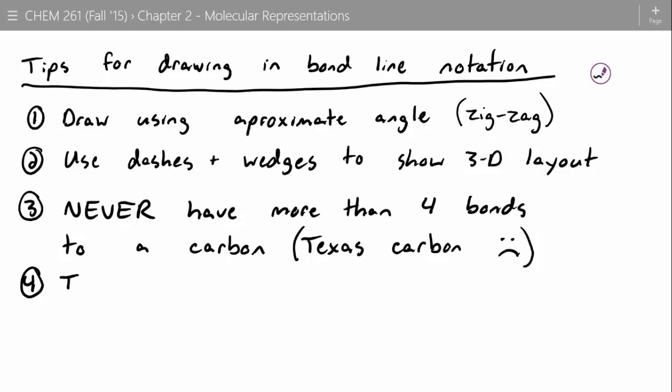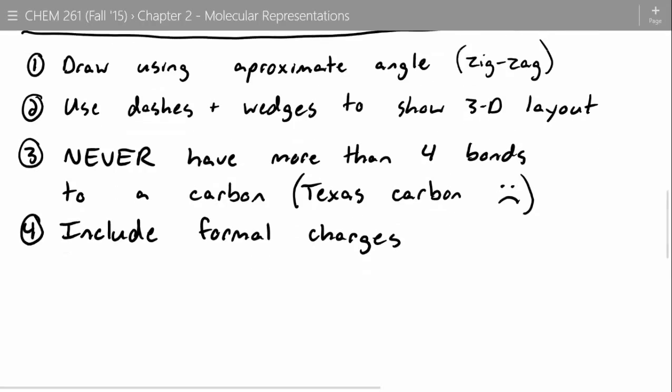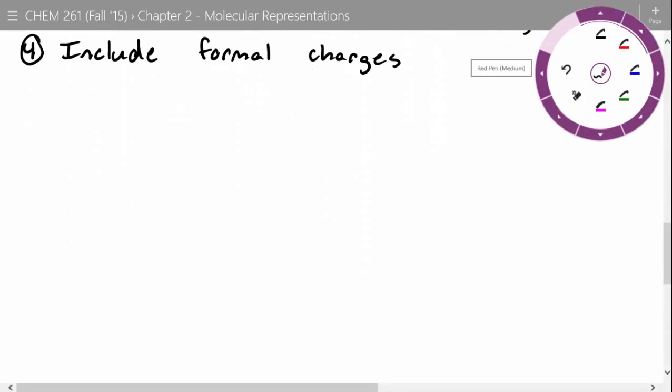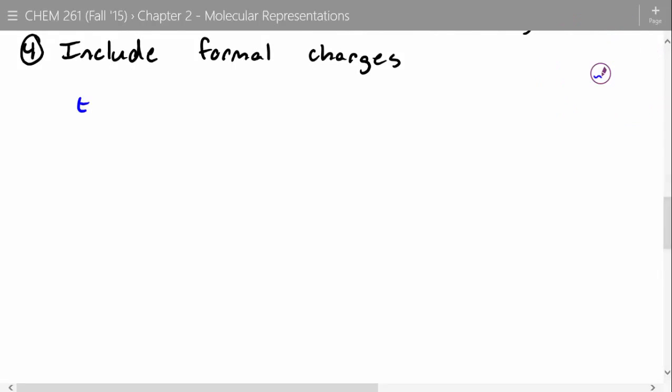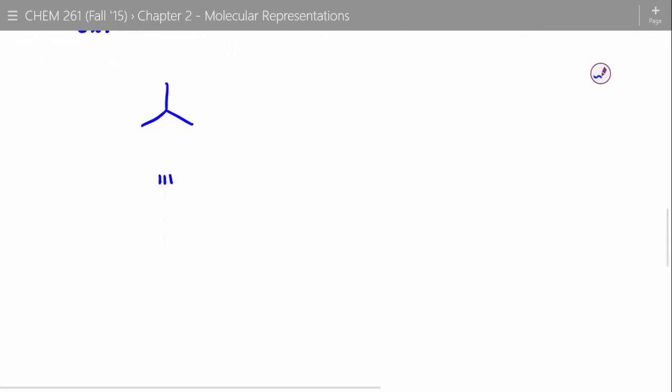Number 4 is include formal charges. And I'll show you guys an example of why formal charges are so important. All right, so let's think about this bond line formula right there. Let's draw out the actual 3-dimensional view of this. So what should this look like in 3 dimensions? Well, we've got a central carbon located right there. So let's start with that one.